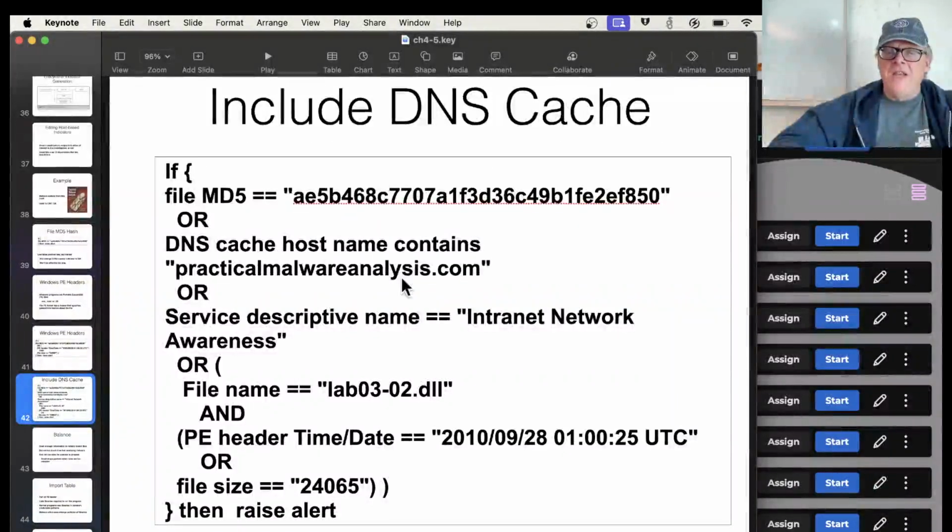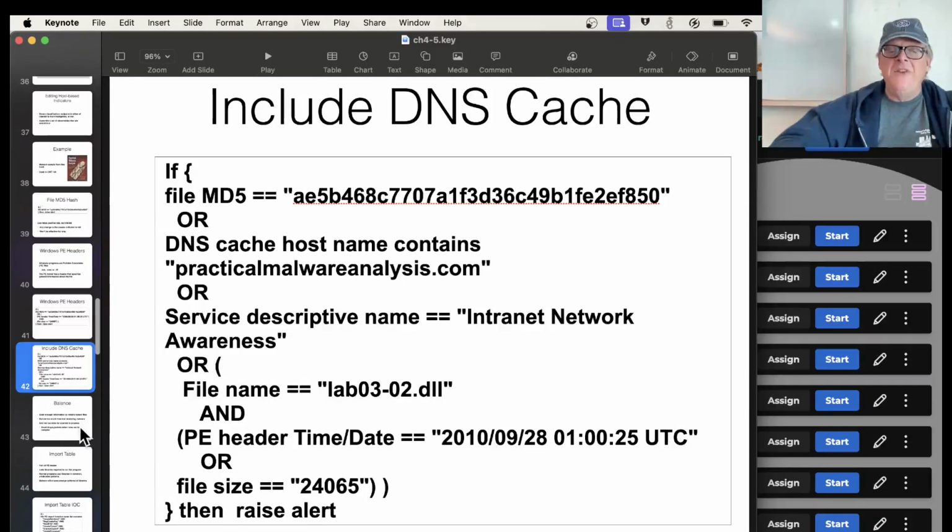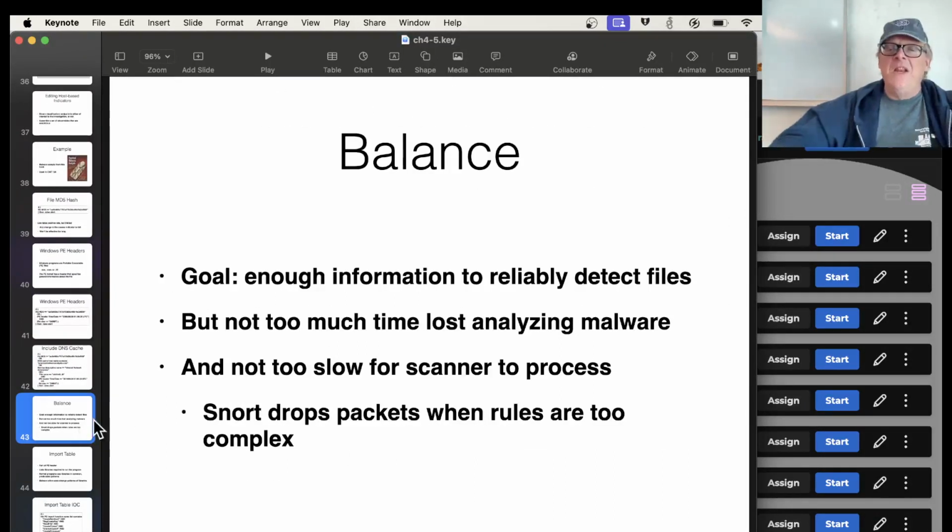You could include the DNS cache. If you look for the DNS cache and see that this machine has recently called the command and control server, then that would be another indicator that something bad is happening. So you can combine these things. All right, so you're trying to get enough information to reliably detect it, but not too much time lost analyzing it, and not too slow for the scanner to process this or that thing. Each one of them slows down your processing.